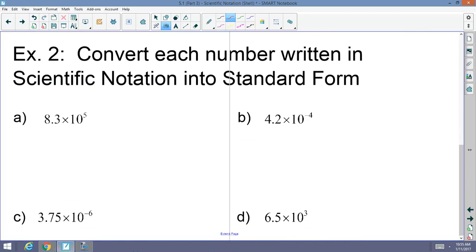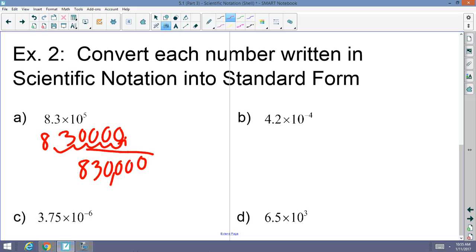I got 8.3 times 10 to the fifth. So there's 8.3. I'm literally going to go 1, 2, 3, 4, 5. Fill in the gaps. Clean it up. 830,000. Why did you go to the right? Because I had a positive exponent.